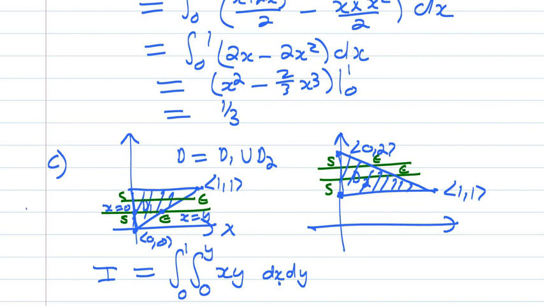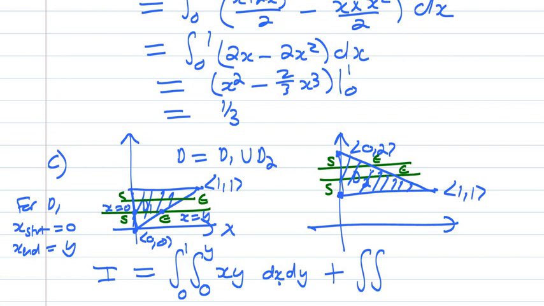So it starts here on this curve when x equal to y. So for D1, x starts at 0 and x ends at y. And so the bottom bound here is 0 and the top bound there is y. And that is now treating D1. Now we've got to treat D2.